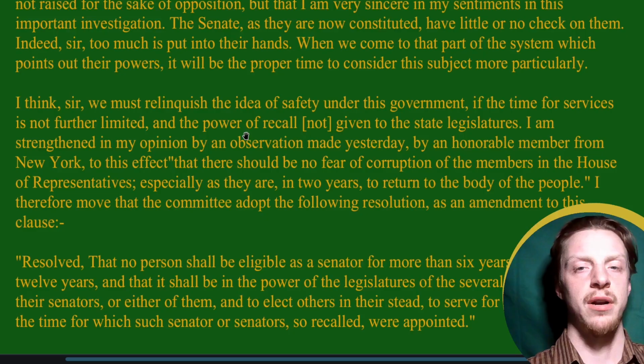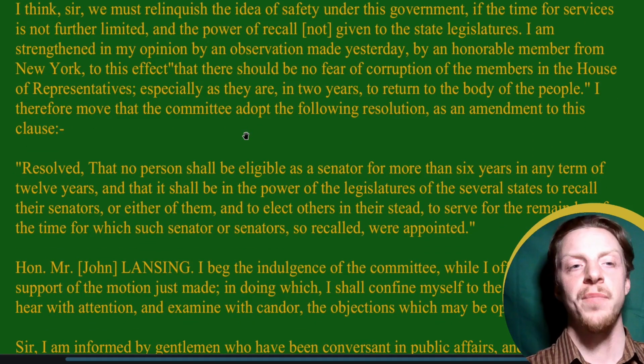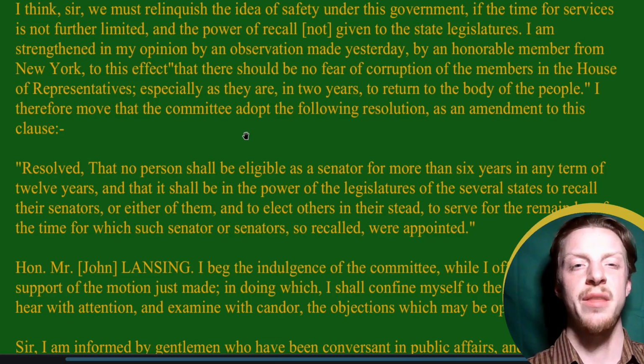The Senate, as they are now constituted, have little or no check on them. Indeed, sir, too much is put into their hands. When we come to that part of the system which points out their powers, it will be the proper time to consider their subject more particularly. I think, sir, we must relinquish the idea of safety under this government, if the time for services is not further limited, and the power of recall not given to the state legislatures.